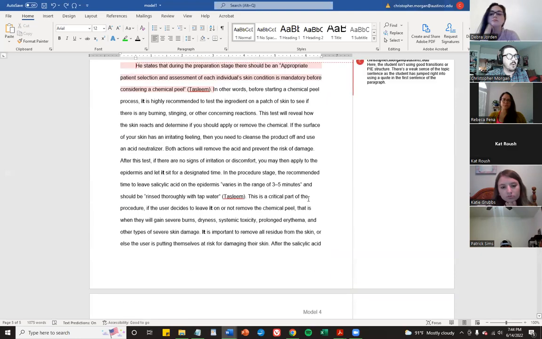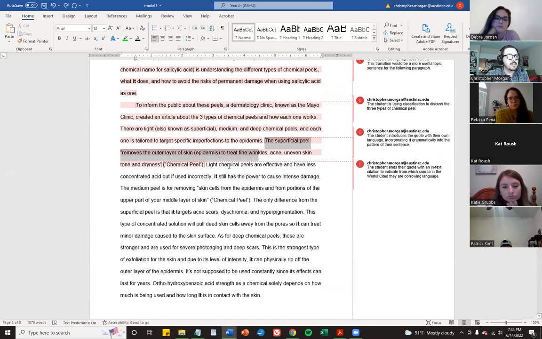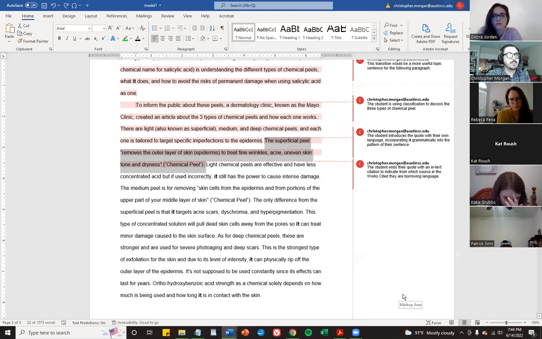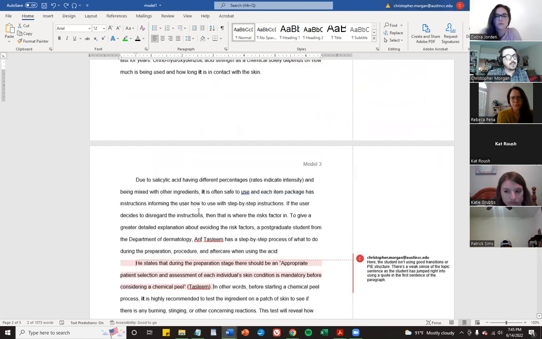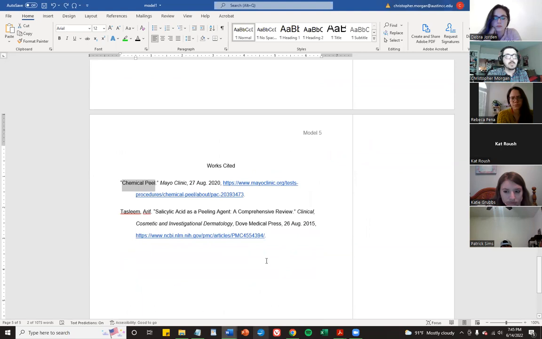And the citations are like this. So, for instance, this statement right here: the superficial peel, quote, removes the outer layer of skin, epidermis, to treat fine wrinkles, acne, uneven skin tone, and dryness. And this is the second element of MLA style. This part is called the in-text citation, right? And it tells me that if I want to find out where this quote came from, the source that starts chemical peel, I can scroll down to their works cited page. I can say, it's this source right here. It's chemical peel. I can go to this URL. I can find that specific language, right?